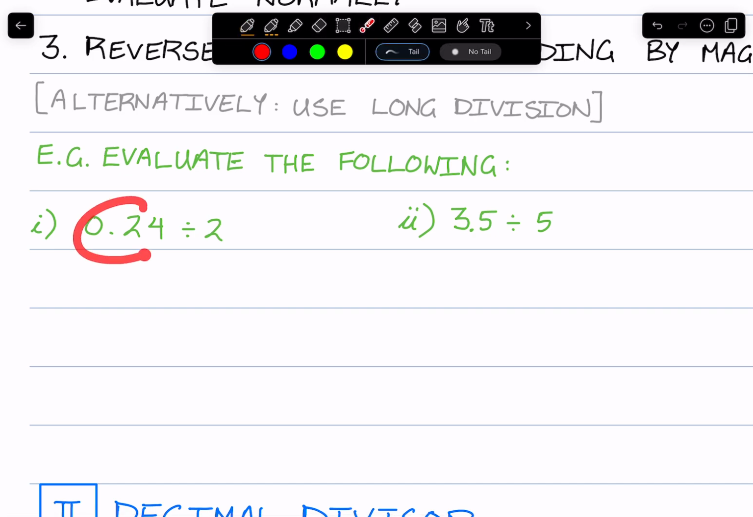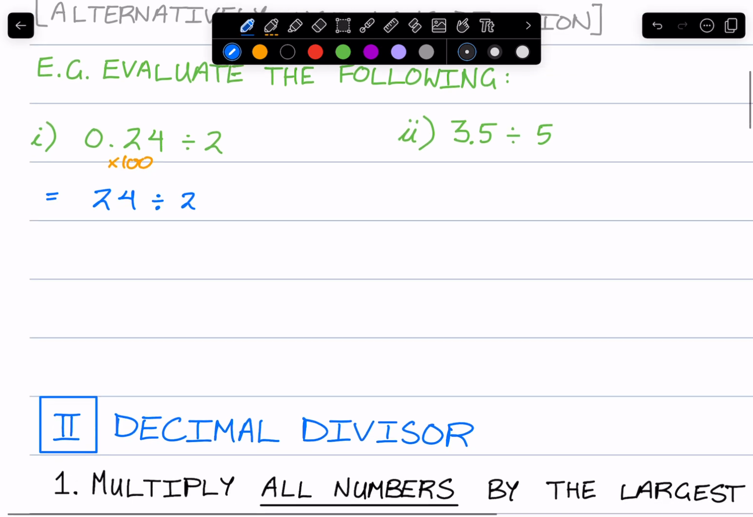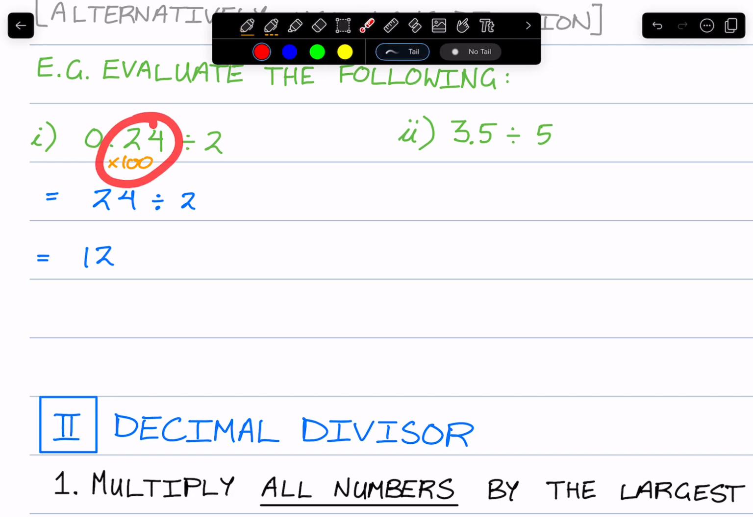So for this, I want to make this into a whole number. So we need to multiply this by 100 to move that decimal place 2 spots. This gives me 24 divided by 2. That's rather simple because 24 divided by 2, half of 24 is 12. But since I've multiplied by 100 here in the beginning, we need to divide this by 100 as well. So this gives us 0.12.